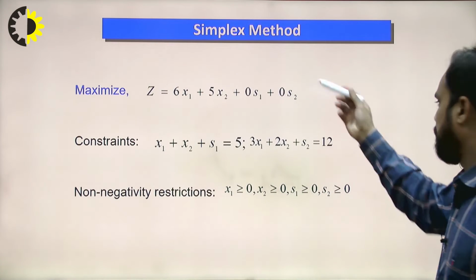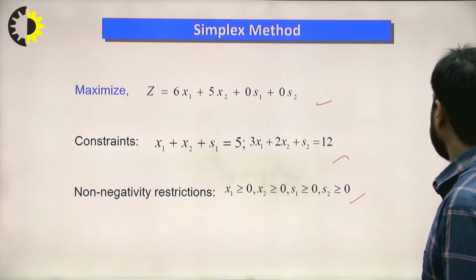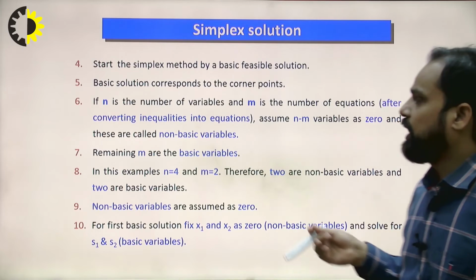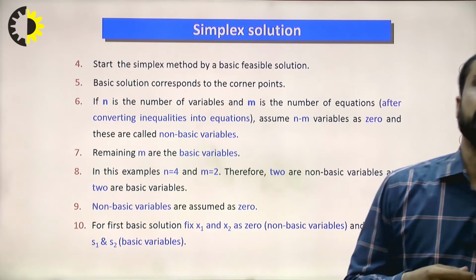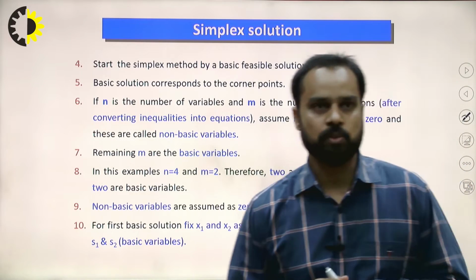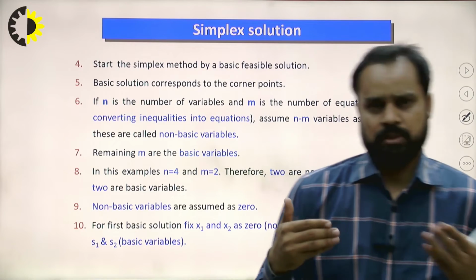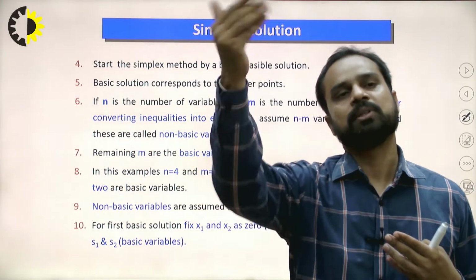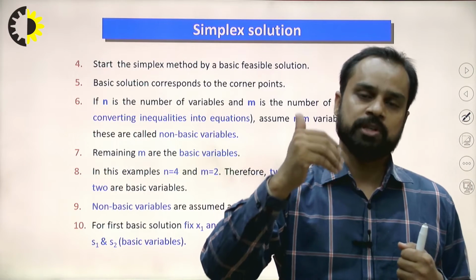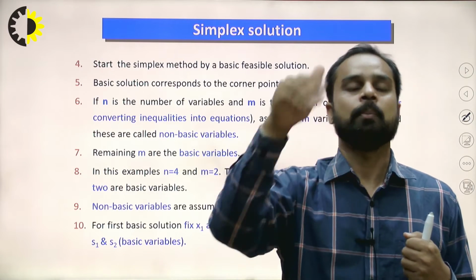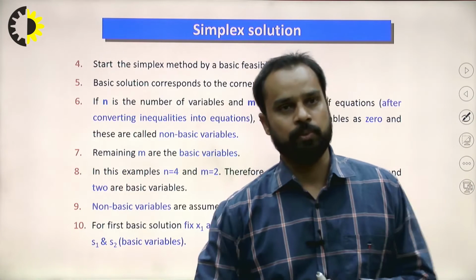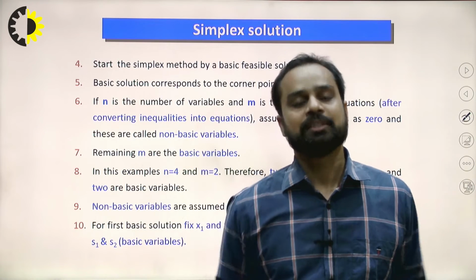The next step: this is the problem we have converted. We converted it last time also, so I'm not focusing much on it. In step number 4, we have to start with a basic feasible solution. After getting the basic feasible solution, we have to iterate the problem towards optimality. Step by step, iteration by iteration, we get a better value than the previous one, and finally there is a termination criterion, and we get the optimal value at a certain corner point.